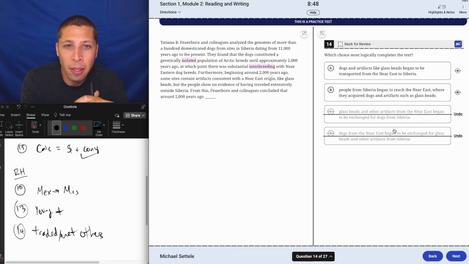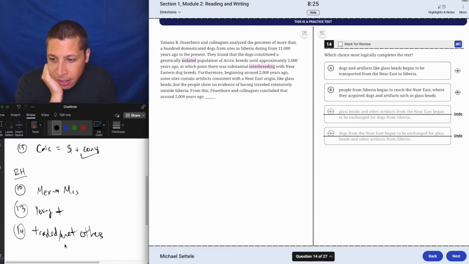So, okay. In Siberia, we have isolated dogs. And then 2,000 years ago, they started interbreeding with Near Eastern dogs. Some sites, meaning the Siberian sites, contain artifacts consistent with the Near Eastern. Okay, so the Siberians get Near East stuff. But the people show no evidence of having traveled. So the Siberians are staying put. So, yeah, maybe I write that.